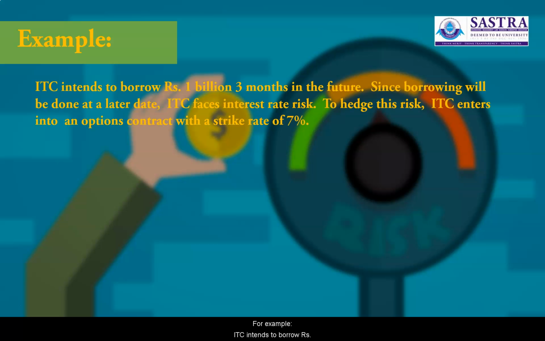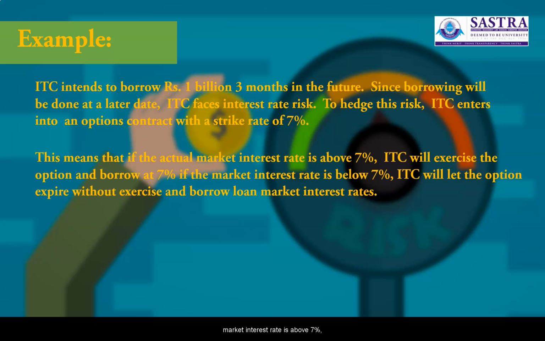ITC intends to borrow ₹1 billion in 3 months in the future. Since the borrowing will be done at a later date, ITC faces interest rate risk. To hedge this risk, ITC enters into an options contract with a strike rate of 7%. This means that if the actual market interest rate is above 7%, ITC will exercise the option and borrow at 7%. If the market interest rate is below 7%, ITC will let the option expire without exercise and borrow the loan at market interest rates.